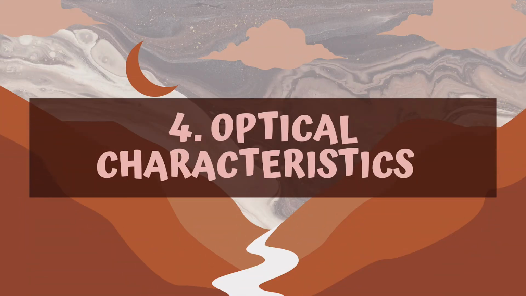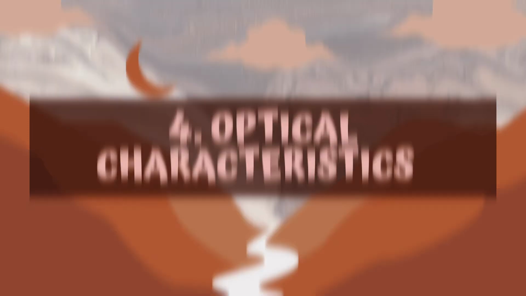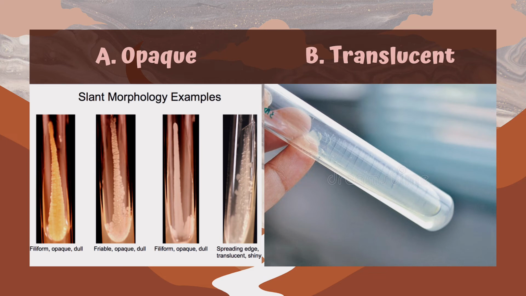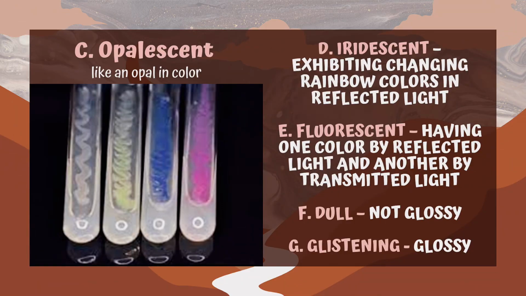We can include also in the optical characteristics the transparency of the growth on a single streak. The outcome may be opaque, not permitting the light to pass through, or translucent, where some light passes through but not enough to permit visibility of the objects. We can encounter also opalescent. It is like an opal color. Or the iridescent. This is like exhibiting changing rainbow colors when the light is reflected. And sometimes it can be fluorescent, having only one color.